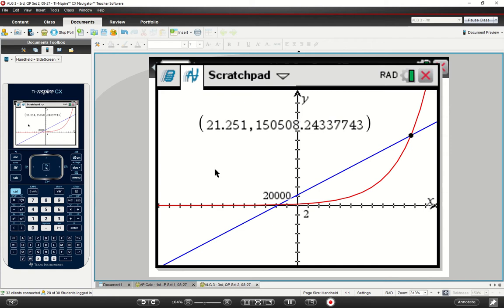So how many full years is it going to take? 22. Because it's more than 21, but it's less than 22. So you have to call it 22. It's going to take 22 years for this to actually happen. 22 years. Yes, it's going to take 22 years for this to happen.